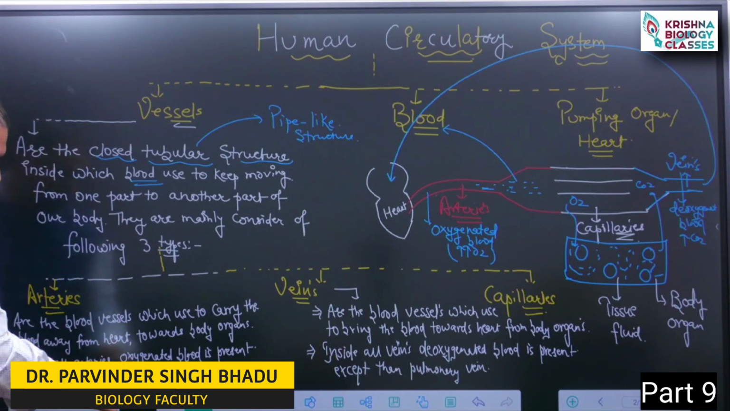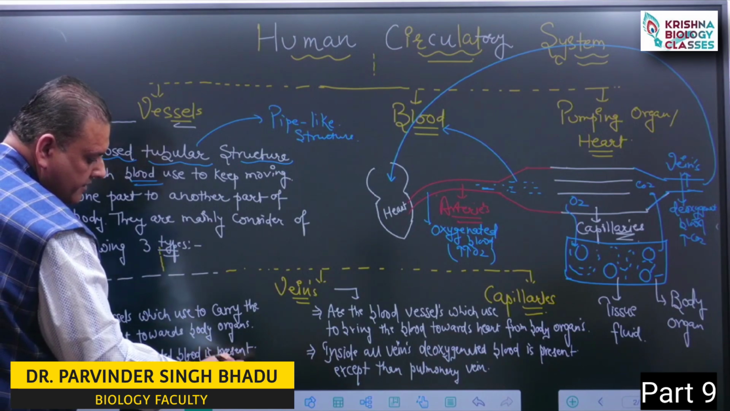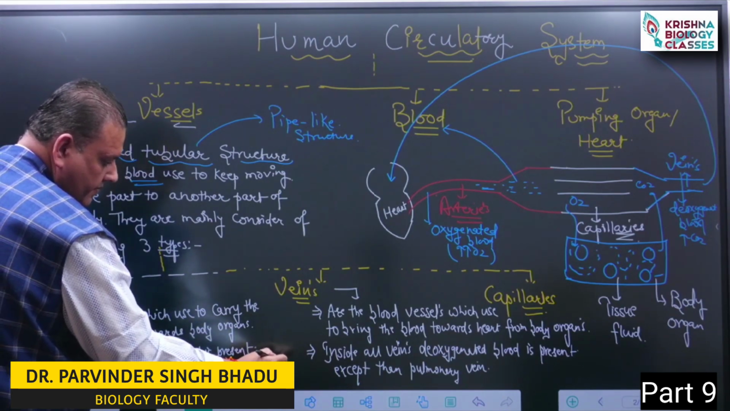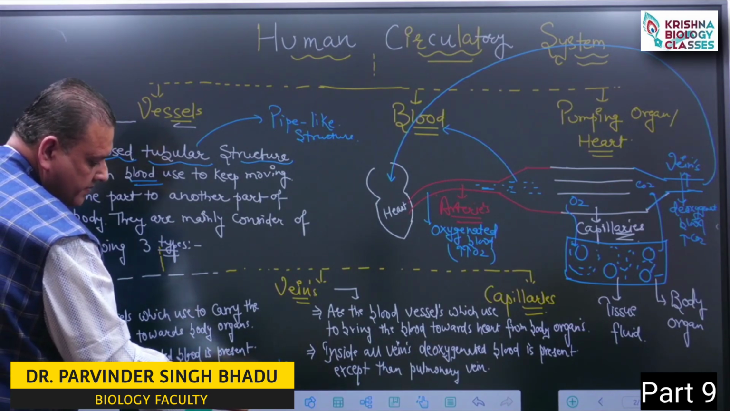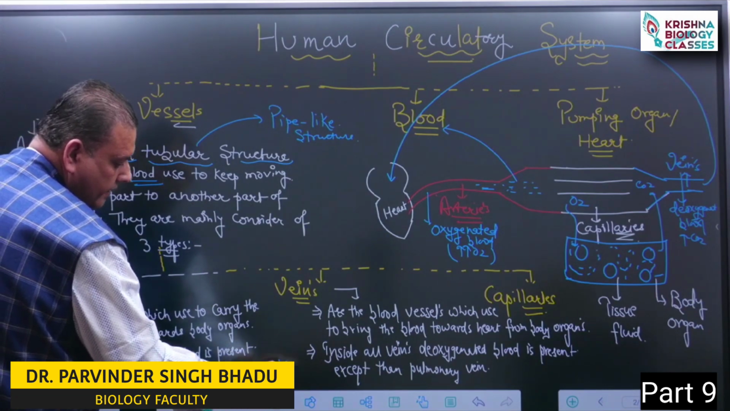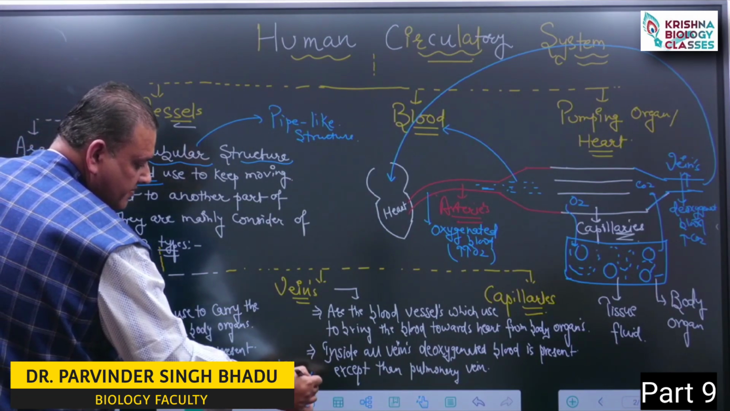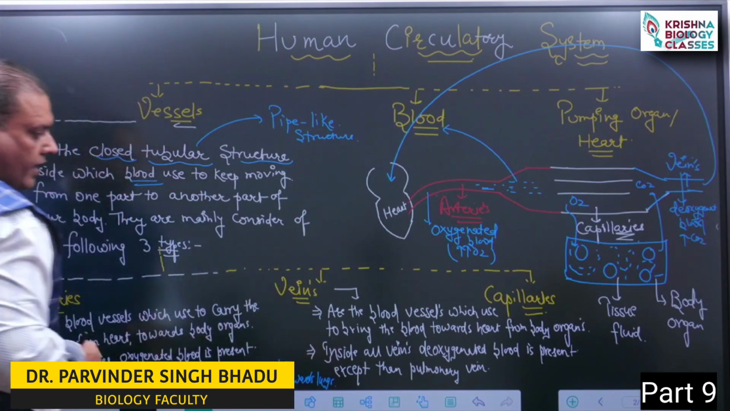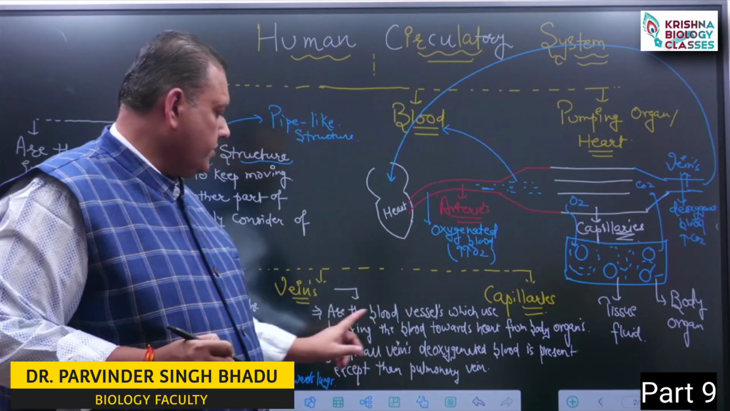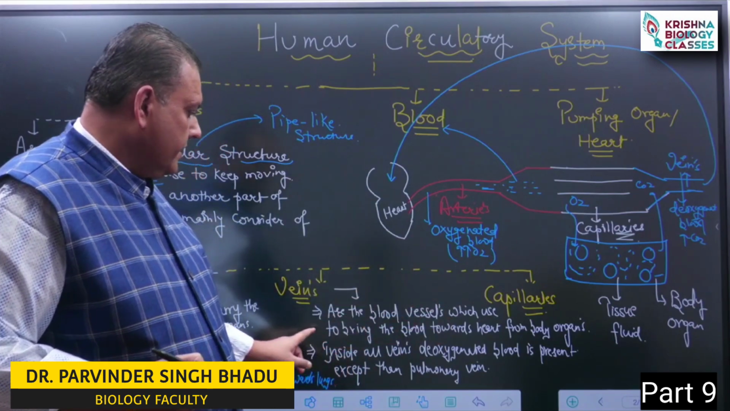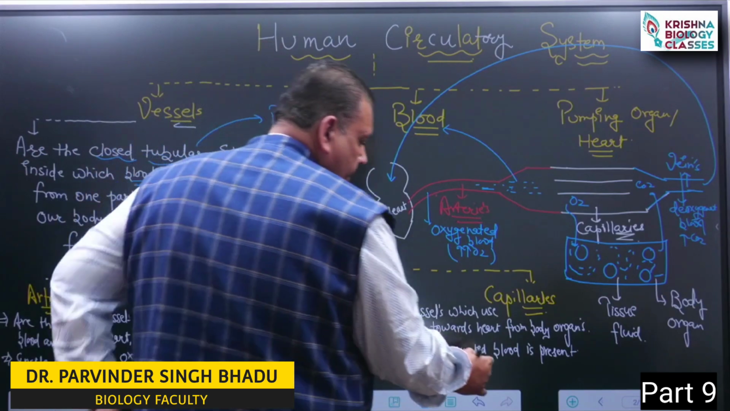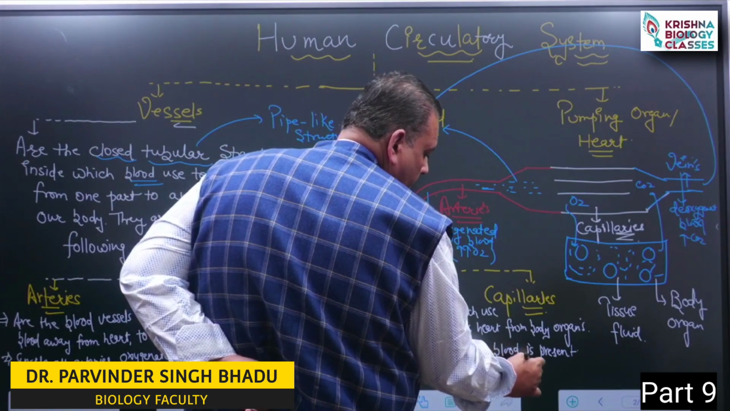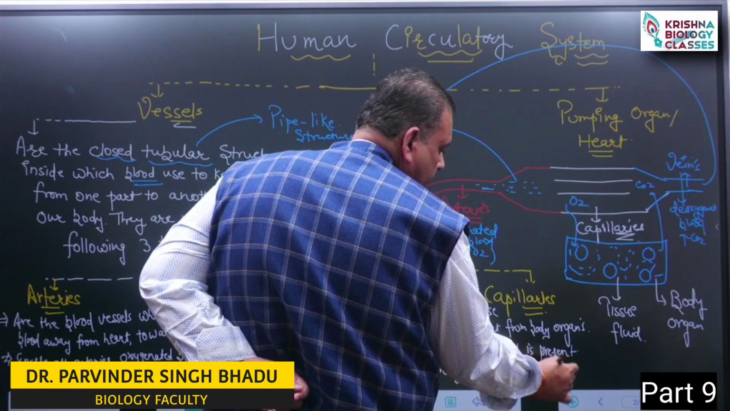The only exception is the pulmonary artery, which carries deoxygenated blood towards the lungs. Now, veins are the blood vessels which bring blood towards the heart. They generally carry deoxygenated blood. The exception is the pulmonary vein, which carries oxygenated blood towards the heart.